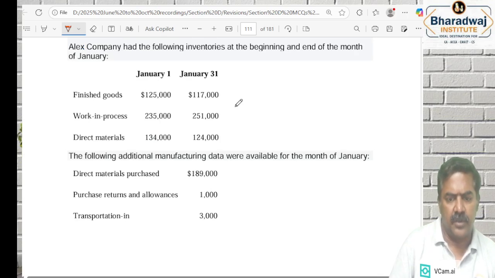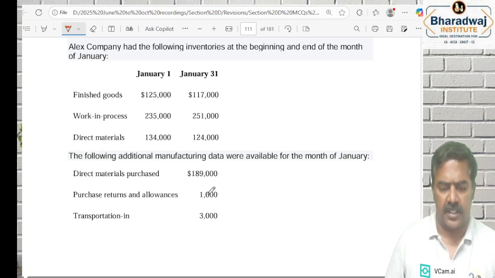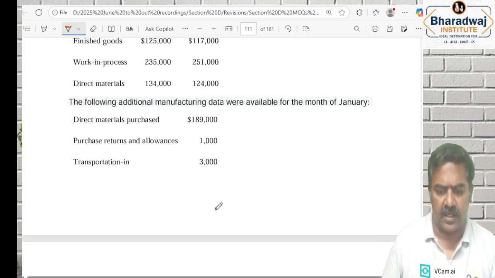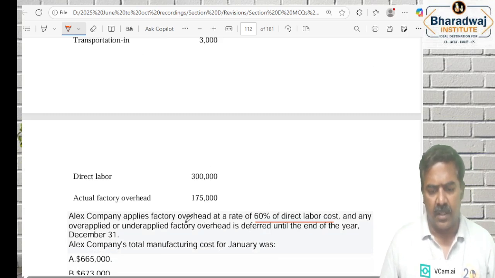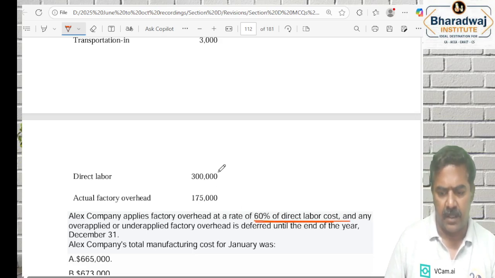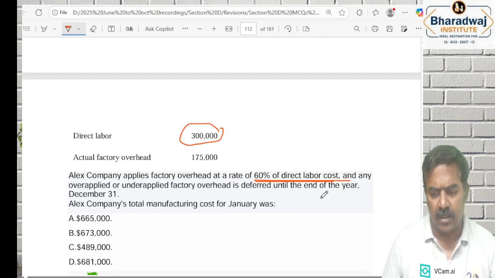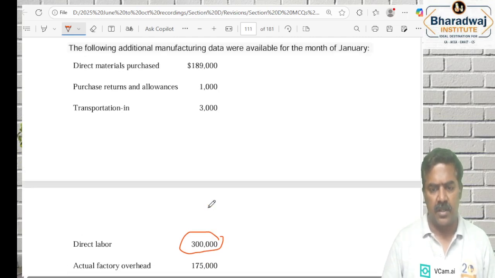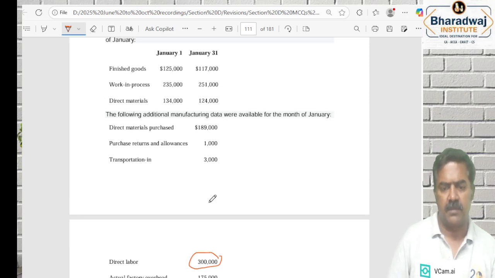They've given finished goods opening and closing, WIP, direct material purchased, purchase returns and allowances, transportation in, direct labor, and actual factory overheads. Factory overheads are applied at the rate of 60% of direct labor cost. So 3 lakh into 60%. They ask you to find out total manufacturing cost. So try to prepare a cost sheet, a production cost statement.